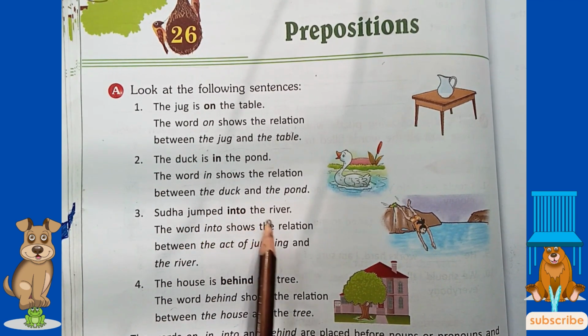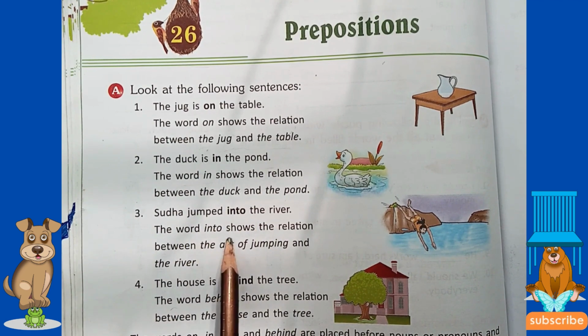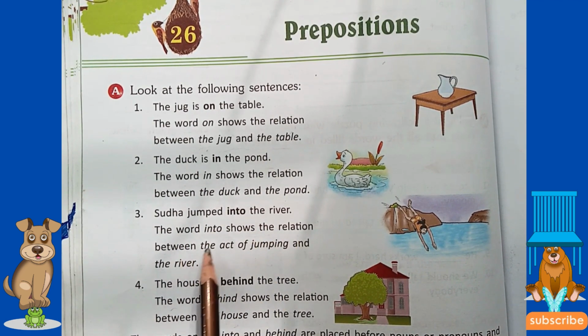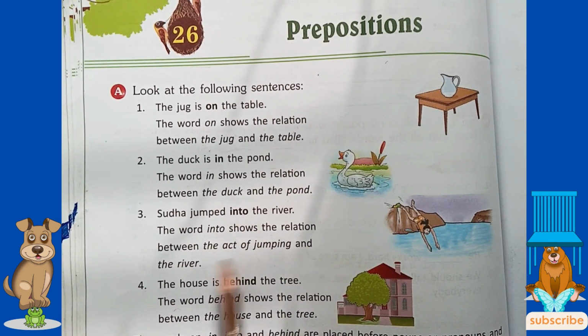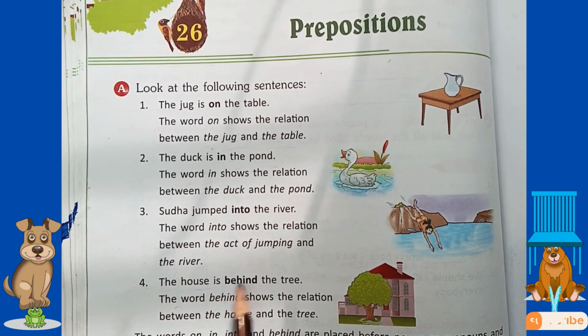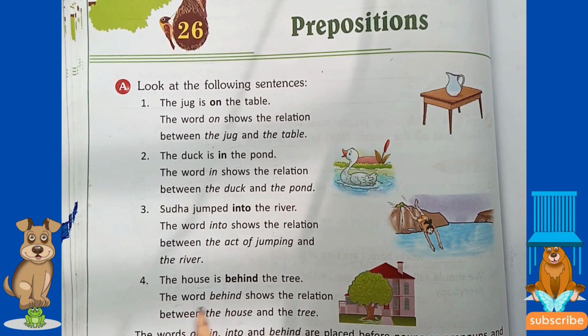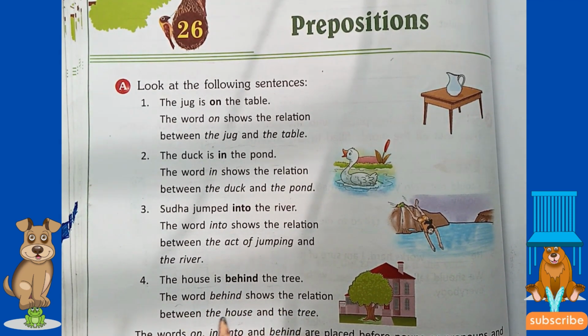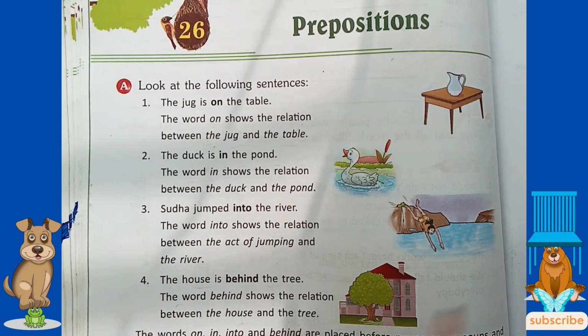Sudha jumped into the river. The word "into" shows the relation between the act of jumping and the river. The house is behind the tree. The word "behind" shows the relation between the house and the tree.